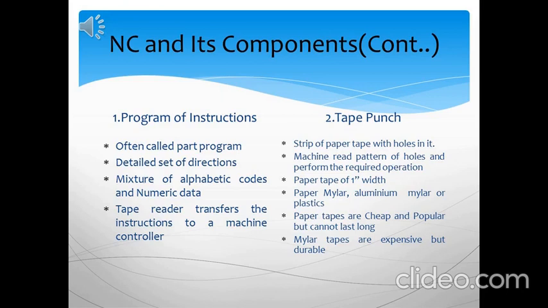Paper, mylar, aluminum mylar or plastics are used as paper tape materials. Normally paper tapes are cheap and popular but cannot last long. It is treated to resist oil and water. Mylar tapes are expensive but durable. Presently, tapes are prepared by microcomputers by keying in the information from the manuscript. Once the entire program has been entered, it is checked and corrected if needed. And then the computer activates the tape punching unit to produce the tape.